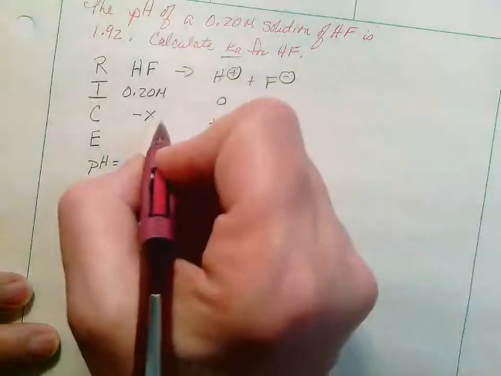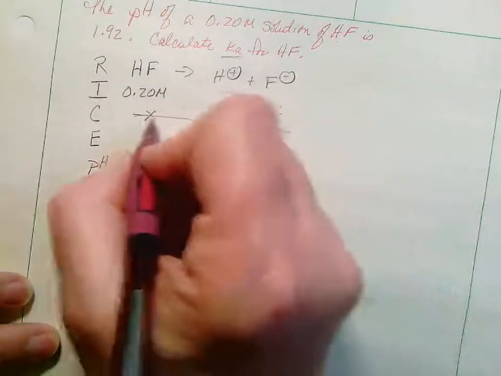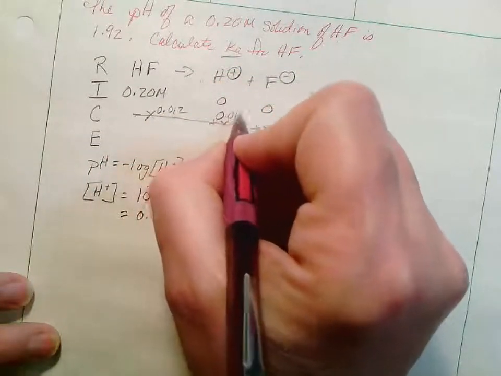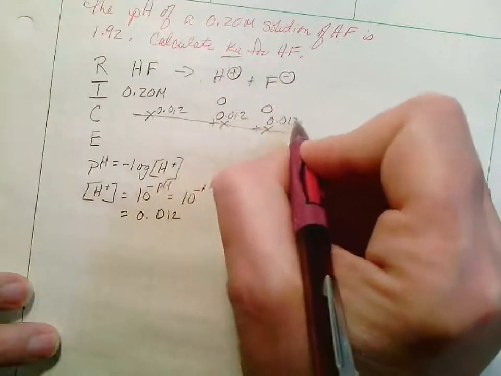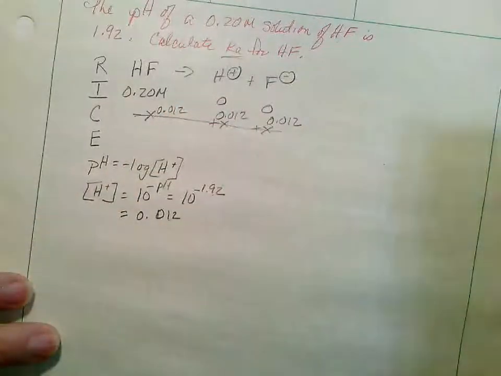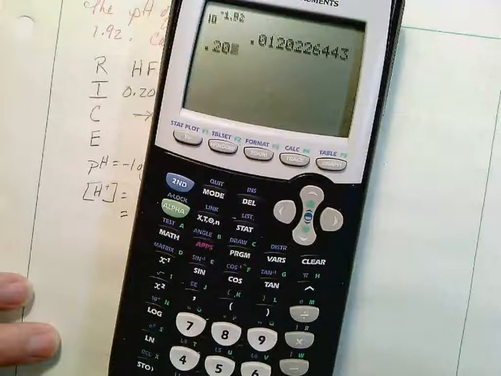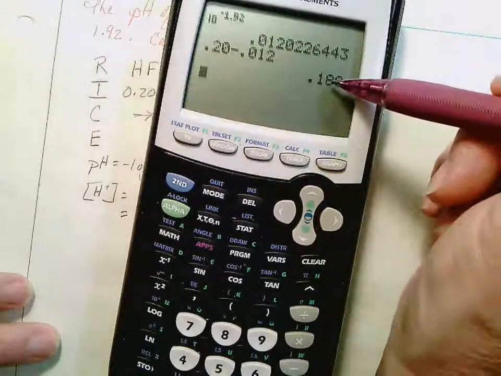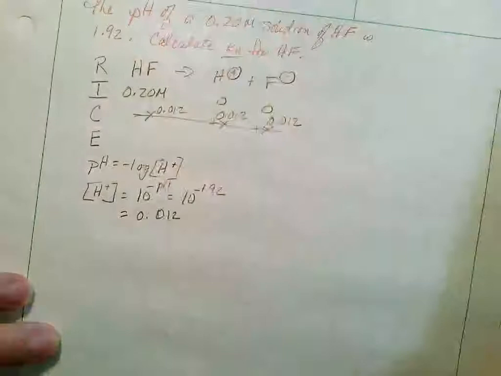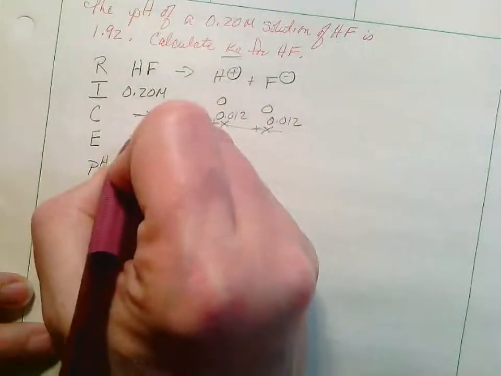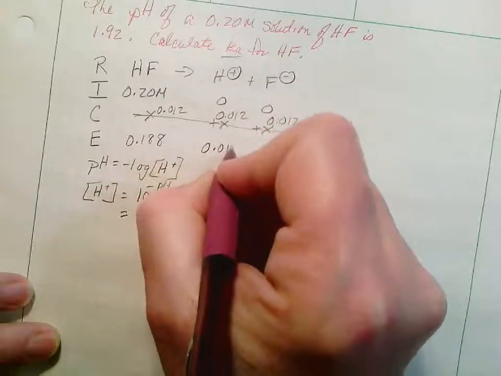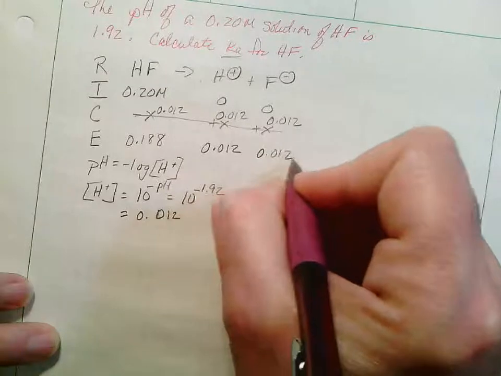So X now I can replace with 0.012, 0.012, and 0.012. So 0.20 minus 0.012 equals, and again we're going to round it to the hundredths place, and we can even just leave this whole number. So this is going to be 0.188. This is going to be 0.012 and 0.012.